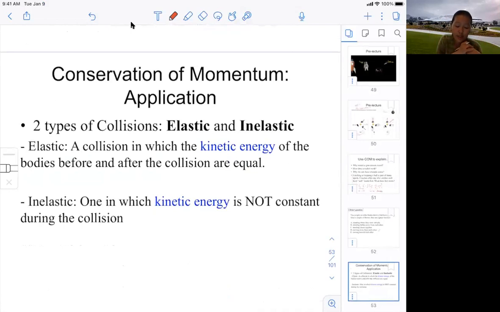For an elastic collision, the definition is that the kinetic energy of the bodies before and after the collision are equal. You have this much kinetic energy before the collision happens, and afterwards you have the same. You did not lose your kinetic energy to anything else, so that's elastic. Inelastic is where your kinetic energy is not constant before and after. Oftentimes, you lose kinetic energy during the collision, so you end up with less kinetic energy.